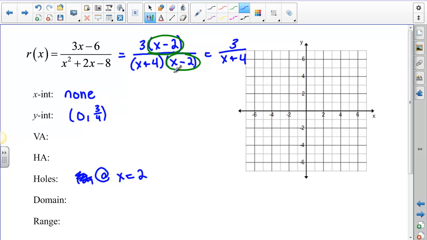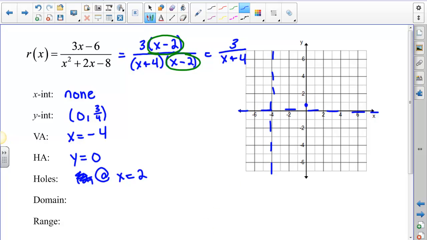Vertical asymptotes are just the bottom, and so that's going to be x equals negative 4. And because the degree on the bottom is bigger than the degree on the top, we're going to say y equals 0 is our horizontal asymptote. So I'm going to go ahead and draw in y equals 0 as my horizontal asymptote. I'm going to draw in x equals negative 4 as my vertical asymptote. I'm going to draw in 0 and 3/4 as my y-intercept.